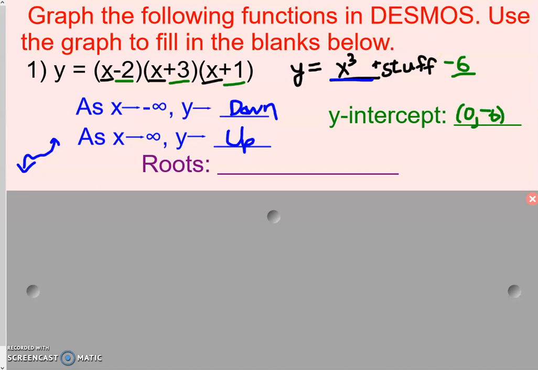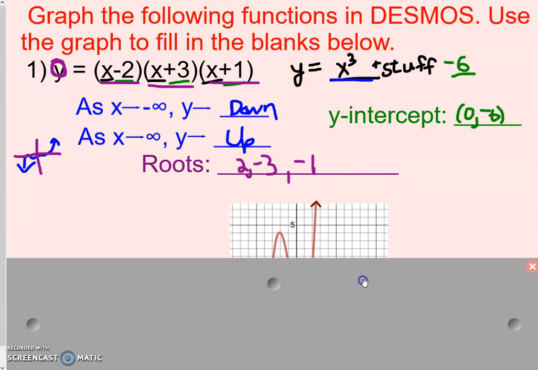And finally, we have the roots. Now remember, roots are what you get when the graph crosses the x-axis. And when the graph crosses the x-axis, notice that we get roots whenever the y is 0. So if I let y become 0, I can use this factored form to say x is, what is x? x is 2. x is negative 3. And x is negative 1. So my roots are (2, 0), (negative 3, 0), and (negative 1, 0).